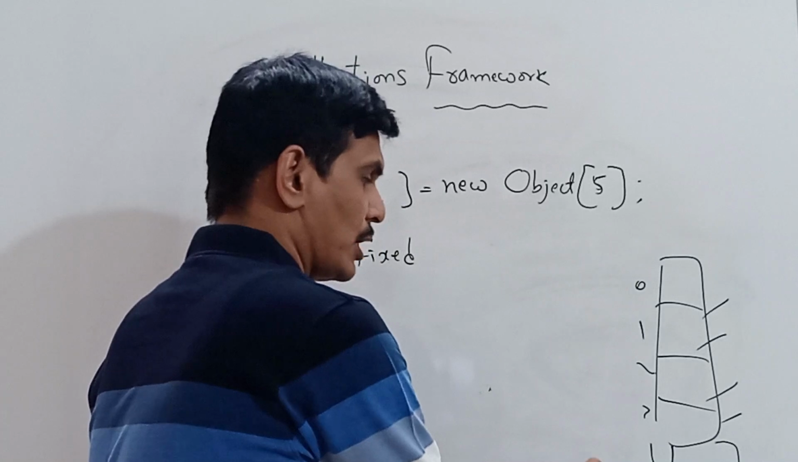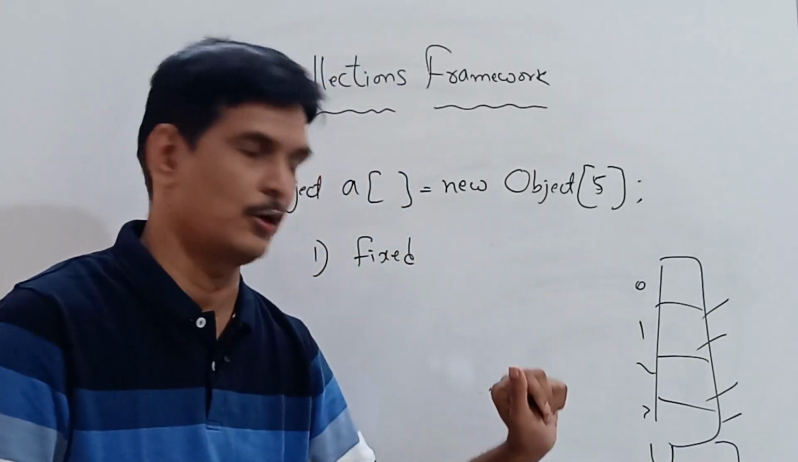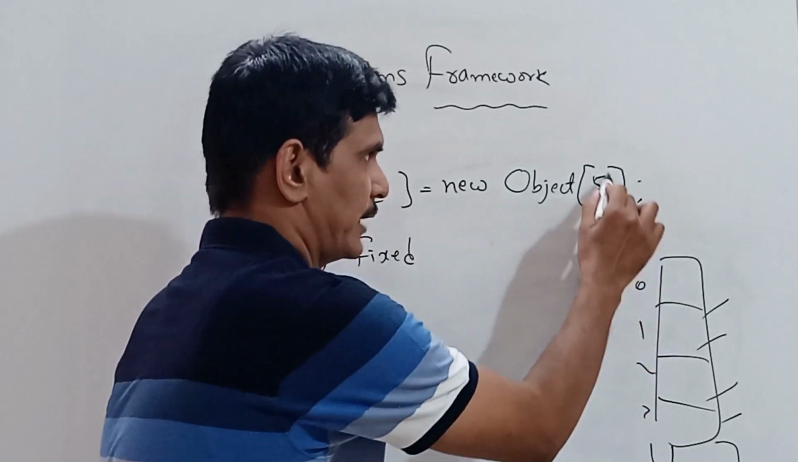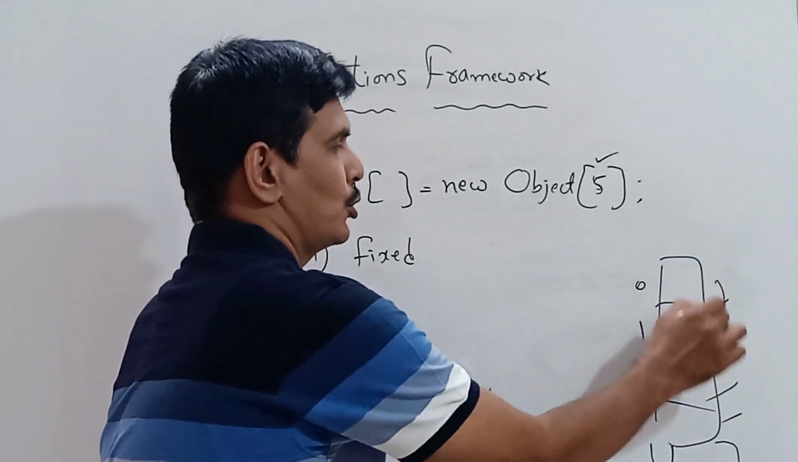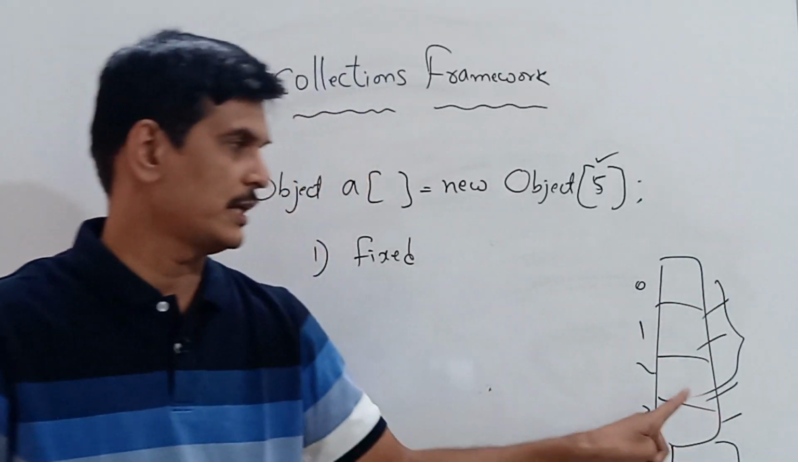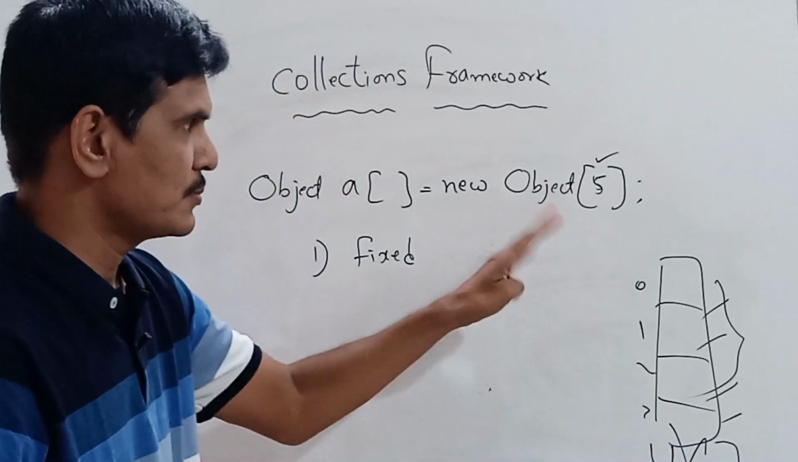And if you try to store one more element, it will throw an exception like ArrayIndexOutOfBoundsException. So that is a problem. Suppose I created 5 memory locations in the array, and I store only 3 elements, the rest of the space will be wasted. So this is one problem with the array.